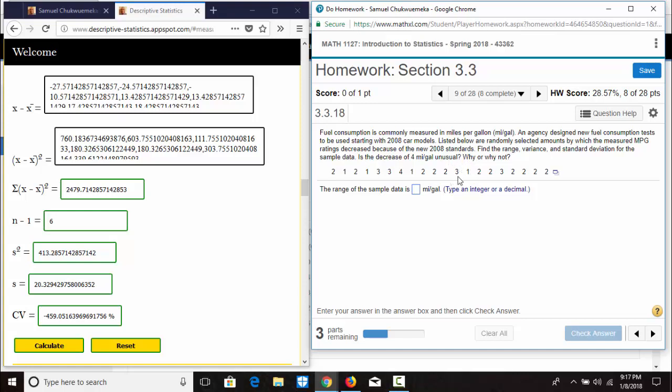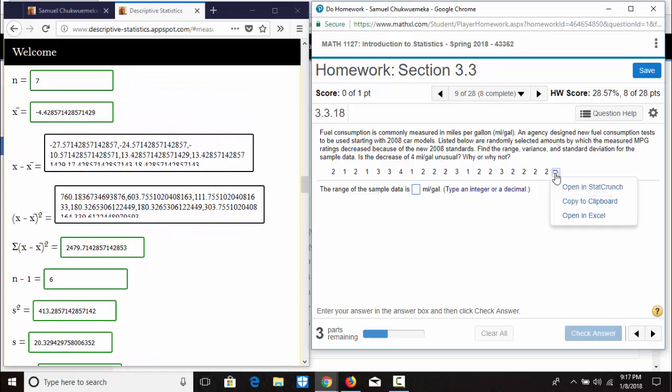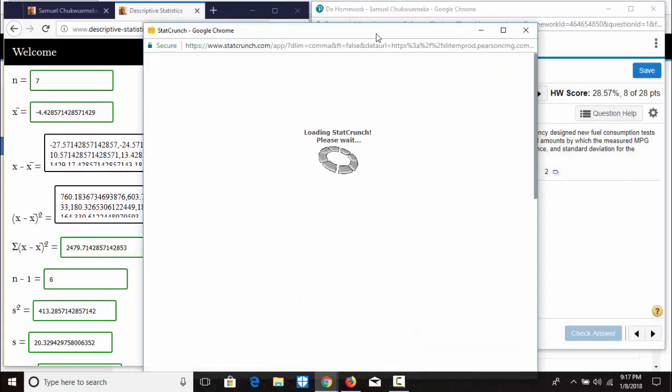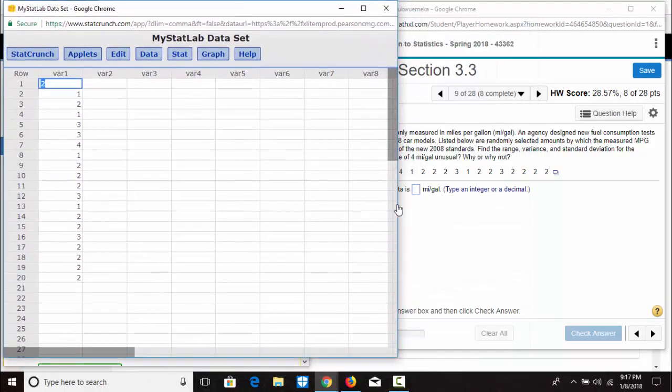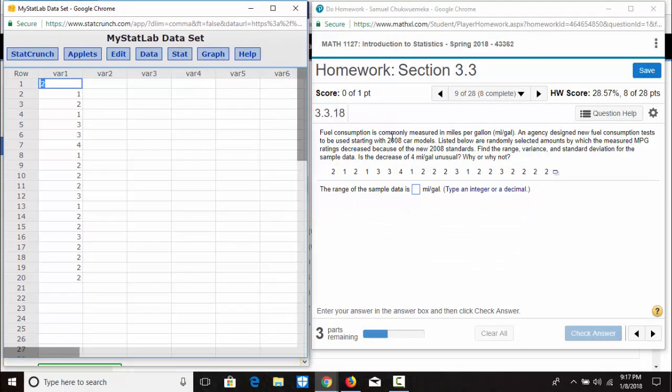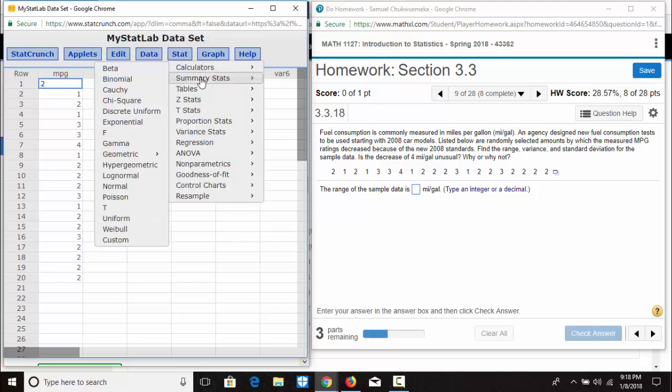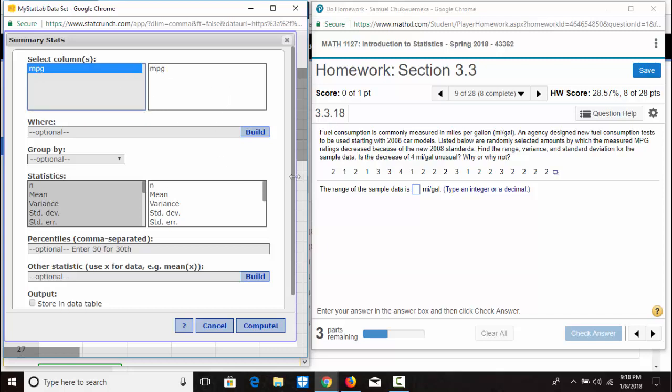I would like to do this with my calculator because of the usual and unusual. But what we could do is we can do this with Statcrunch, but I will need to get the mean also. Okay, I'm gonna need to get the mean, and then I can finish it up with my calculator. So I will open Statcrunch. These are fuel consumption in miles per gallon, so I'll just put mpg here. I go to start, summary stats, columns, select the fuel consumption in miles per gallon. Let me first of all get the range, then the variance, then the standard deviation. Then I will need the mean just to finish this with my calculator. So I'm going to click compute.